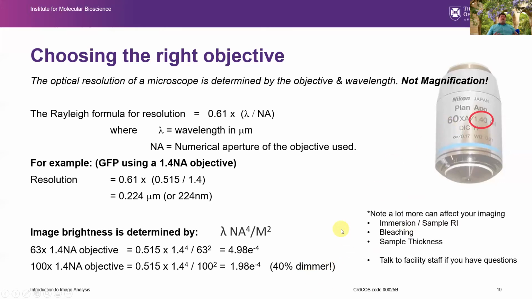Now, there's a lot of other things that can affect it, and this is quite a simplification, but the immersion media and your sample refractive index can affect things like the resolution and brightness. Bleaching of your sample can affect resolution and brightness, and how thick and deep that you're going in the sample. So come and talk to us, and we have objectives that are better designed for short working distance, long working distances, different refractive indexes. So come and talk to us is the key point.